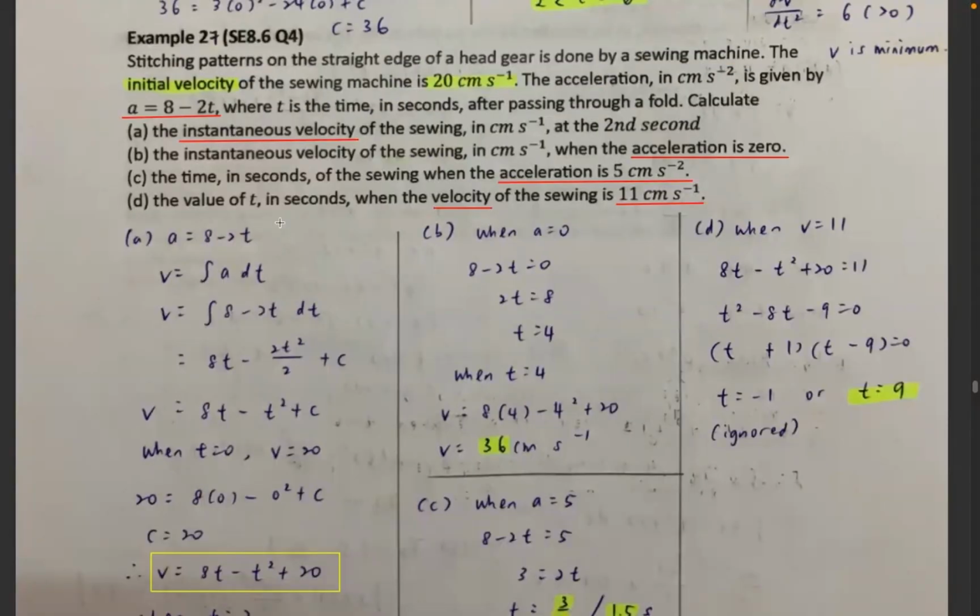D, find the value of t in seconds when the velocity of the sewing machine is 11 cm per second. So when v equals 11, this is the v equation that we found. So 8t minus t squared plus 20 equals 11. And then since the coefficient of t squared is negative 1, I bring all the terms to the other side. So we have t squared minus 8t minus 9 equals 0. Then we do factorization. Then we have two answers for t. And since t cannot be negative, we ignore t equals negative 1. So the answer is only t equals 9.